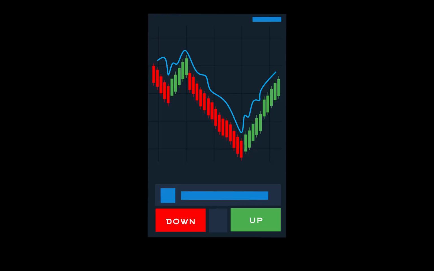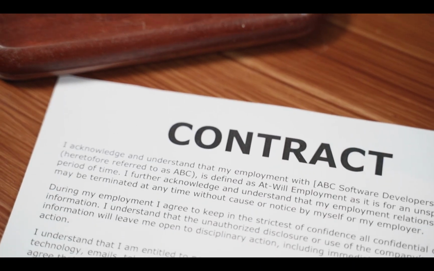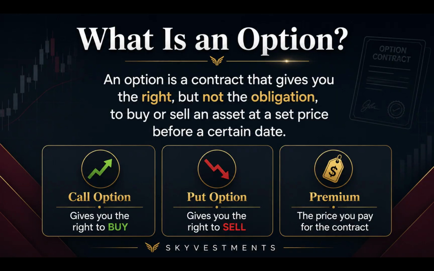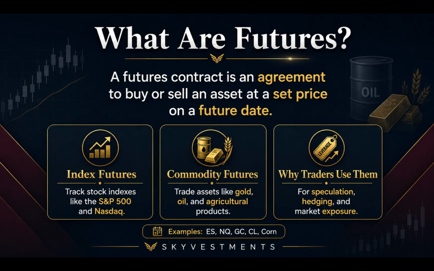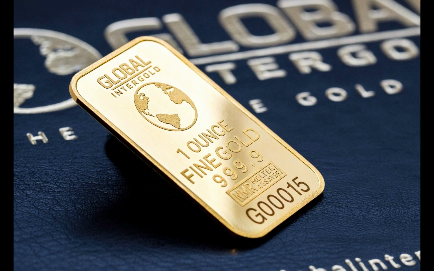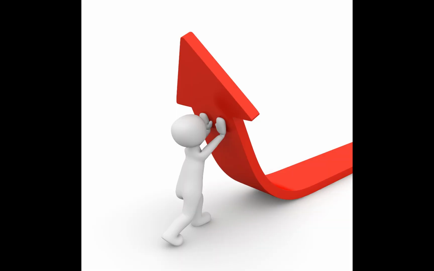Now, what is an option? An option is a contract tied to a stock or another asset. It gives you the right to buy or sell at a certain price before a certain date. With options, you are trading the contract and the movement of the price, not necessarily buying the stock itself. Now, what are futures? Futures are contracts based on the future price of something, such as the S&P 500, oil, gold, or other markets. Traders can use futures to trade whether they believe the price is going up or going down.